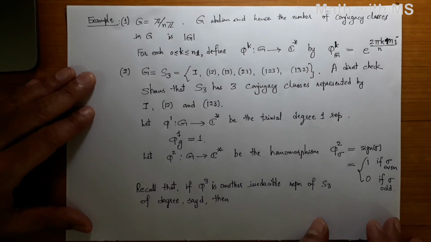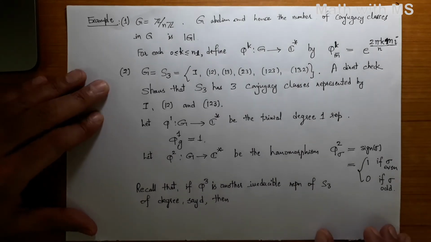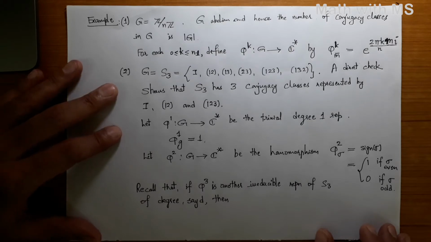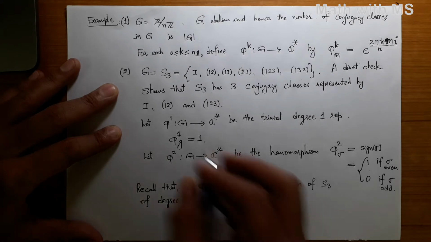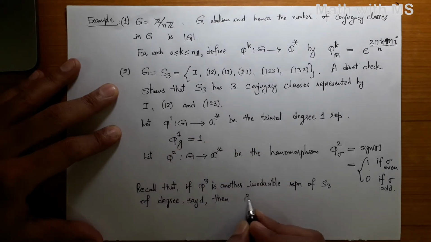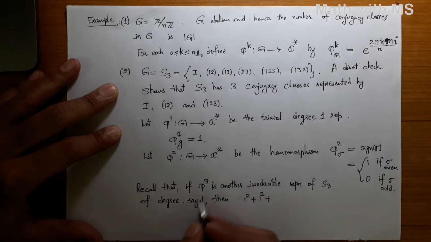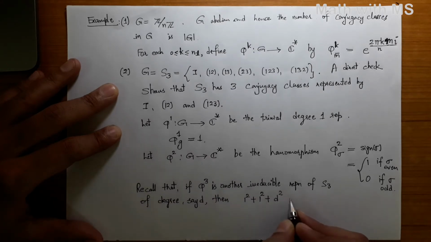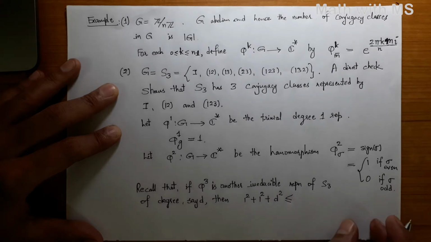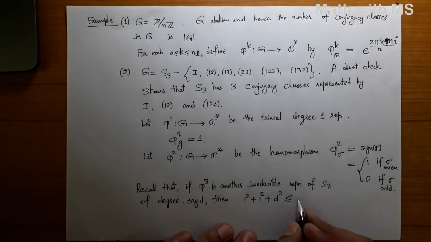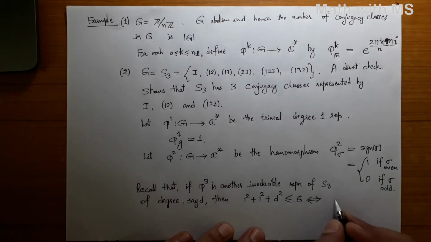Then the sum of the squares of degrees of the inequivalent irreducible representations is at most the order of the group G. Then I have degree of phi 1 squared, that is 1 squared, plus degree of phi 2 squared, that is 1 squared, plus degree of phi 3 squared, that is d squared, which is less than or equal to the order of the group G, and the order of the group G here is precisely 6, and that implies that d squared is less than or equal to 4.